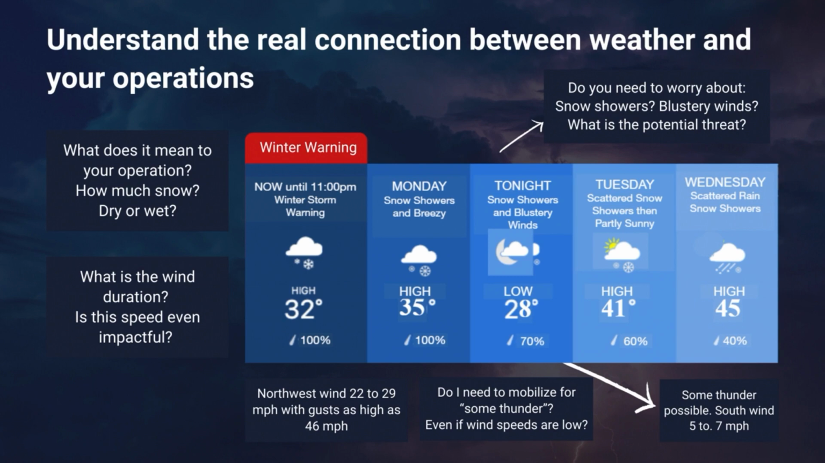You've got northwest winds 22 to 29 miles an hour, gusts as high as 46. Does that impact my facilities, or doesn't it? How much snow is coming? Is it a wet snow? Is it a dry snow? Later in the week, they're talking about scattered snow showers or blustery winds. What? The meaning of the slide is, how do you translate this weather data into an operational impact for your facility? That's what's needed to have your predictive analysis.